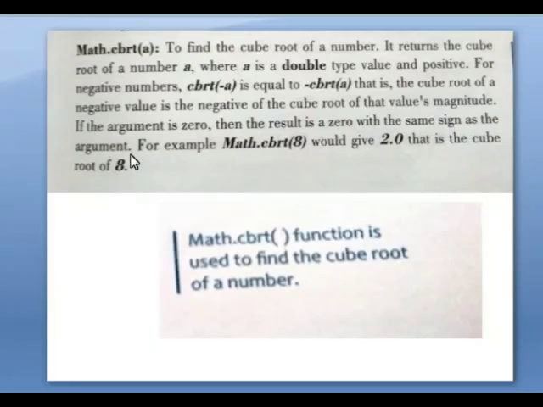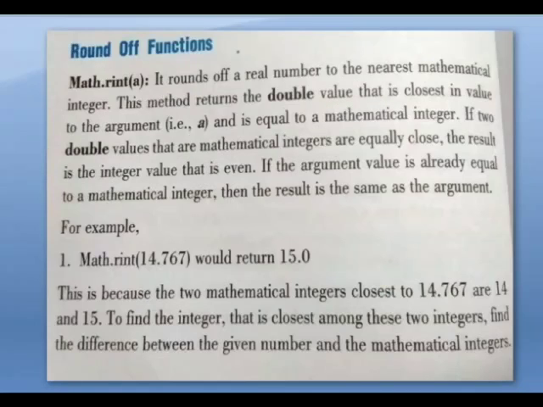For example, cube root of 8. So the answer is 2.0 because the return type is double. Math.cbrt function is used to find the cube root of a number. Now we are going to see the rounding functions.